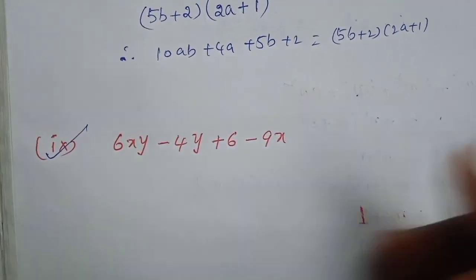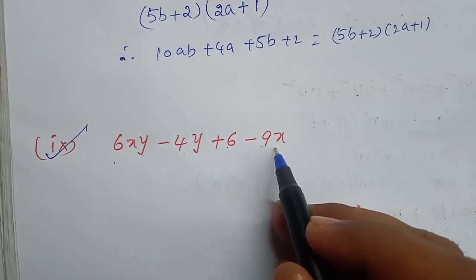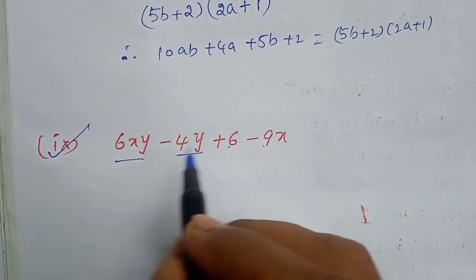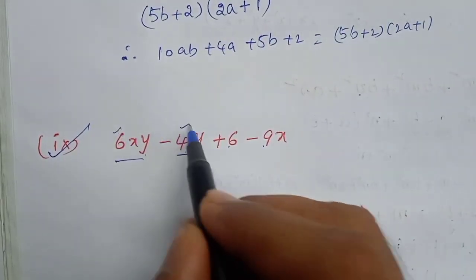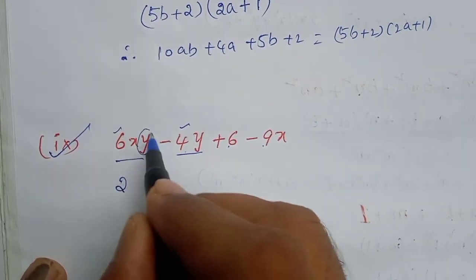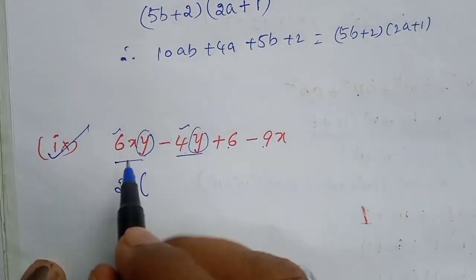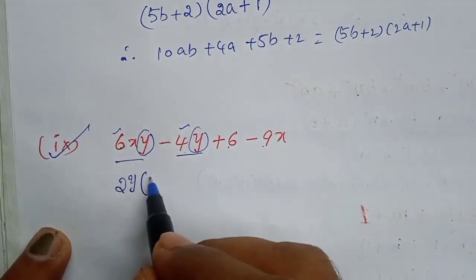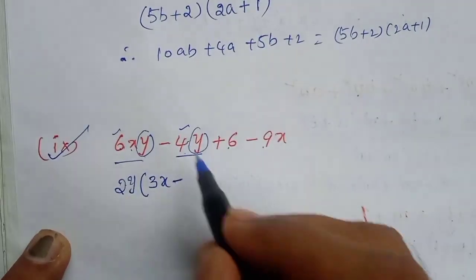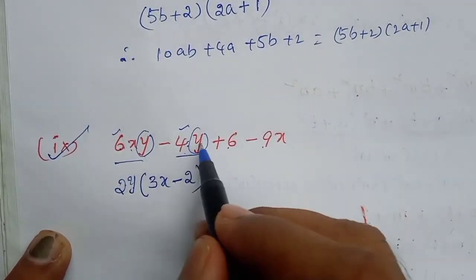See, ninth one, 6xy minus 4y plus 6 minus 9x. See, in these two terms, here the coefficients are divisible by 2, so taking 2 as common and you have y. So here y is there, here y is there, so y, 2y. Take 2y as common, then you get here, this is 2 3s are 6, that is 3 into x, and it is 2 2s are 4, so 2, that's it. So 2y into minus 2 is minus 4y.